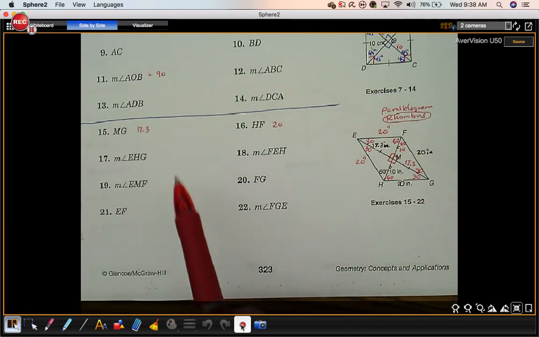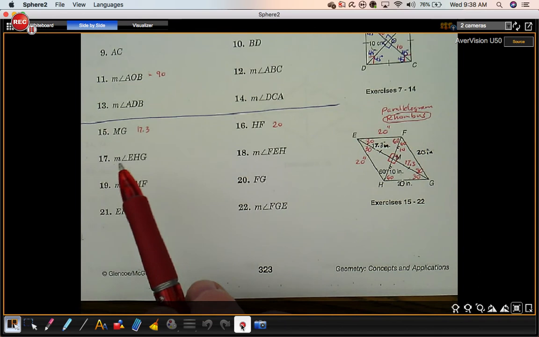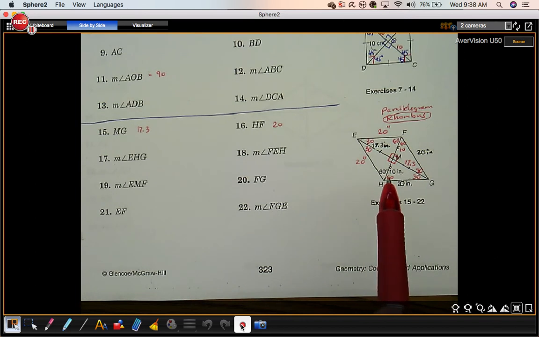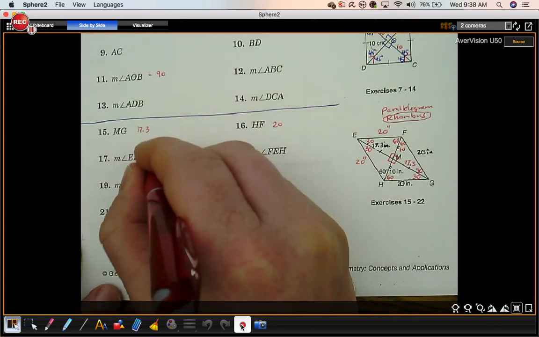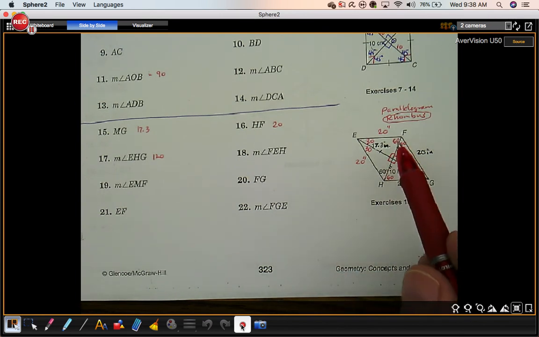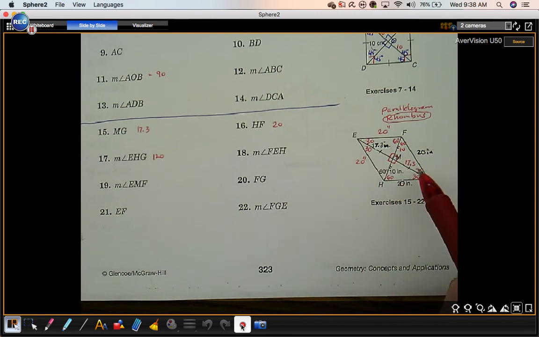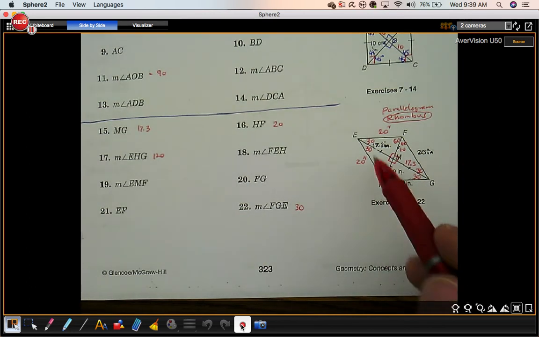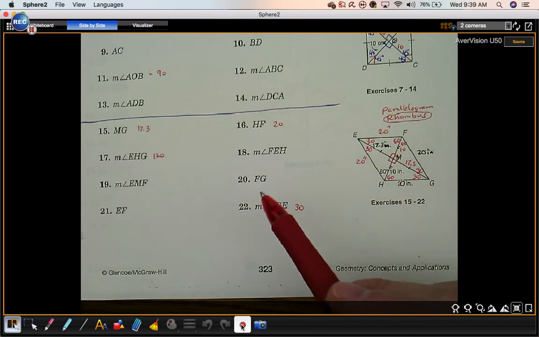Okay, so let's do one together. Let's find the measure of angle EHG. Here's E, here's H, here's G. It's a combination of two 60-degree angles. 60 and 60 gives you 120. How about angle FGE? Here's F, here's G, here's E. Angle FGE is that 30-degree angle. So we got all the answers right here. Just answer the questions.